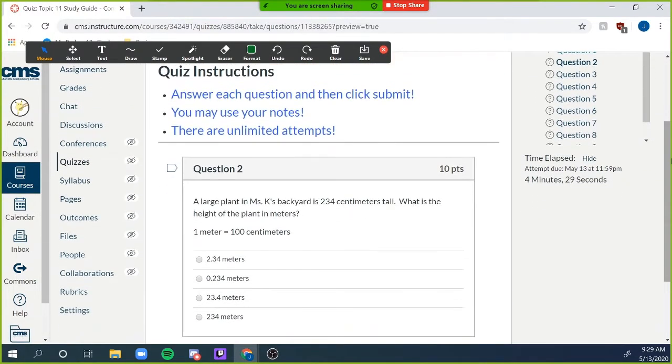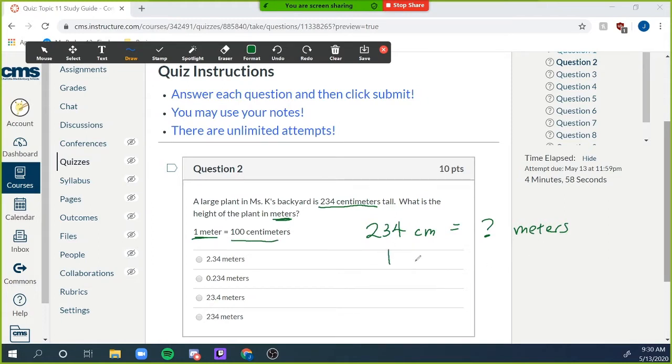A large plant in Miss K's backyard is 234 centimeters tall. What is the height of the plant in meters? So they want us to convert to meters. We are given the measurement in centimeters, so we have 234 centimeters equals some meters. We don't know how many meters yet. There's two ways to go about this. We can use the conversion. So it says 1 meter equals 100 centimeters.